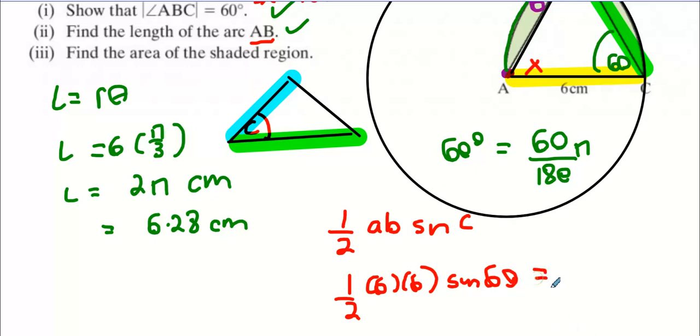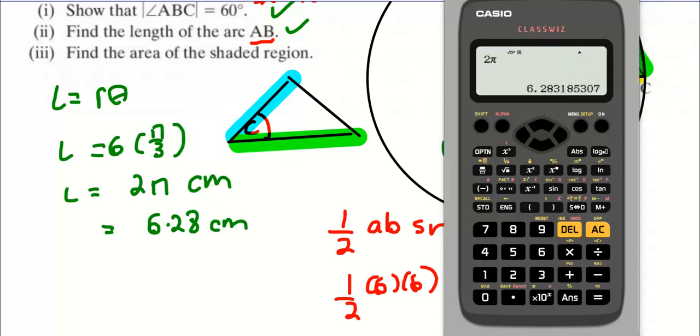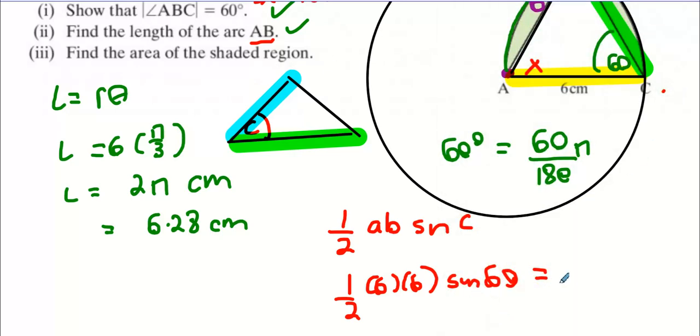Yep, absolutely. Page, in the trig section, things like page 12, could be 14. Lads, what do you have? 6 times 6 sine 60. Charlie's calculator. You got 9 root 3. Right. And just for argument's sake, change it into decimals. 15.59 centimeters squared. All right.